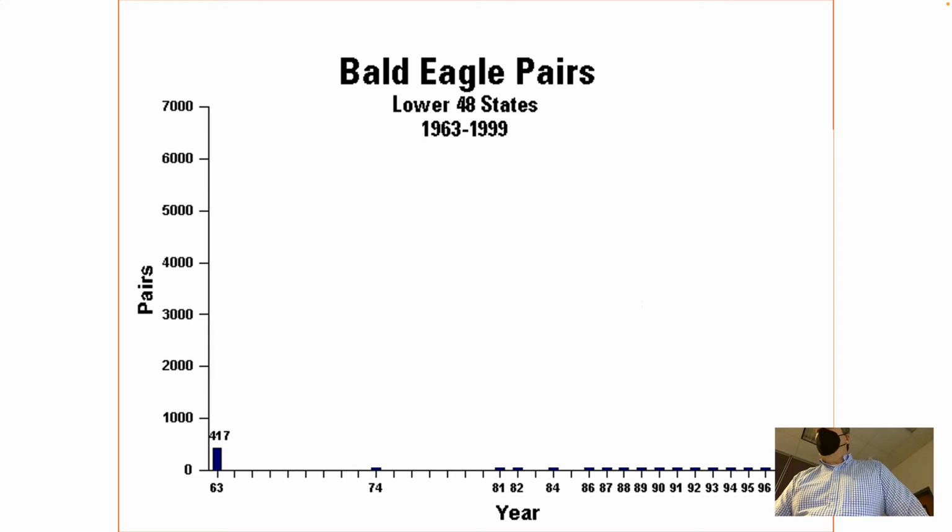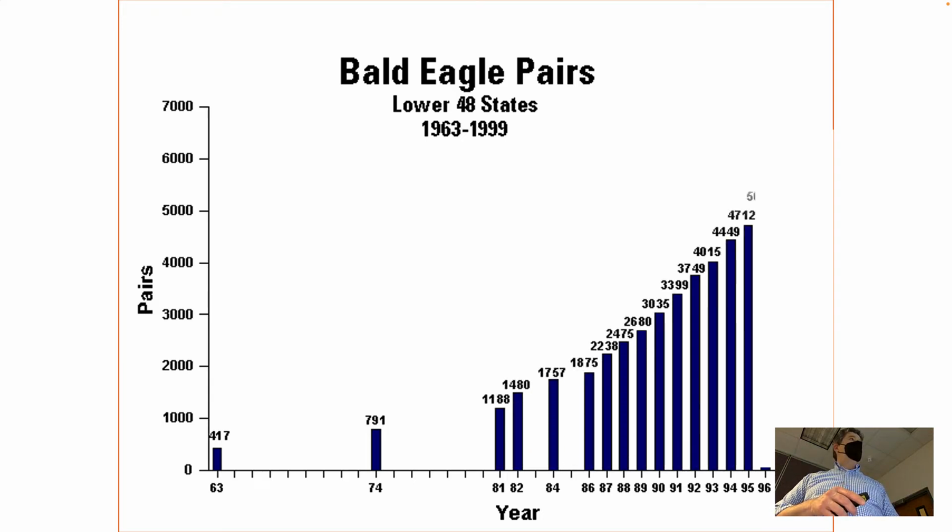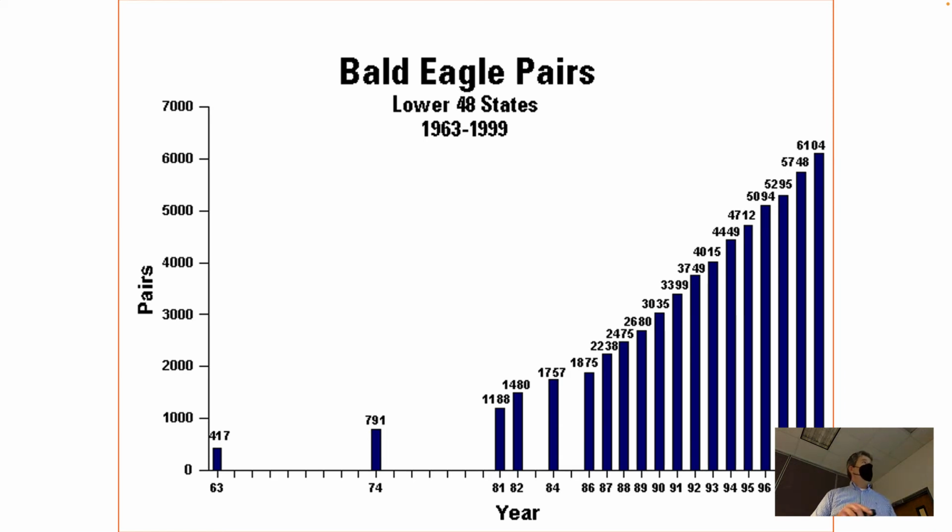In 1974, shortly after DDT was banned, and there had been kind of a reduction in DDT usage leading up to that, the population was starting to improve a little bit. Still, only 791 pairs of bald eagles. And as we move forward, we see that number increase and increase. So when I started bird watching in 1982, there were about 1,400 pairs of bald eagles. It took me a year and a half of serious bird watching to see my first bald eagle. Right? Now, pretty much every day that I go out and look for wildlife, I will see bald eagles.